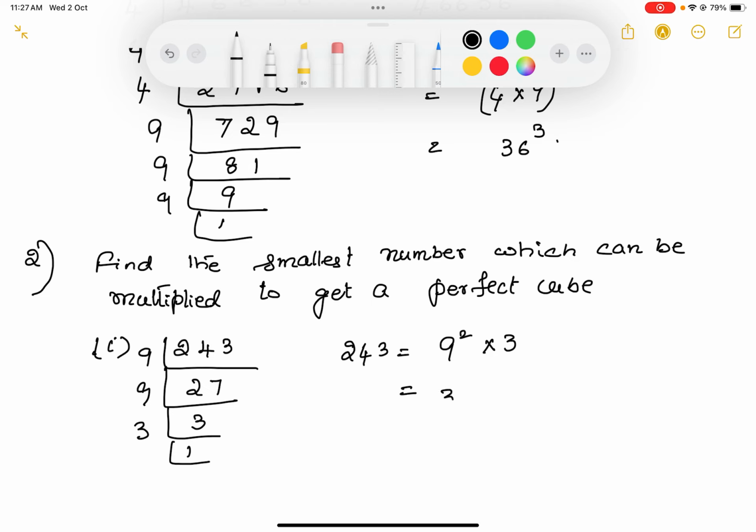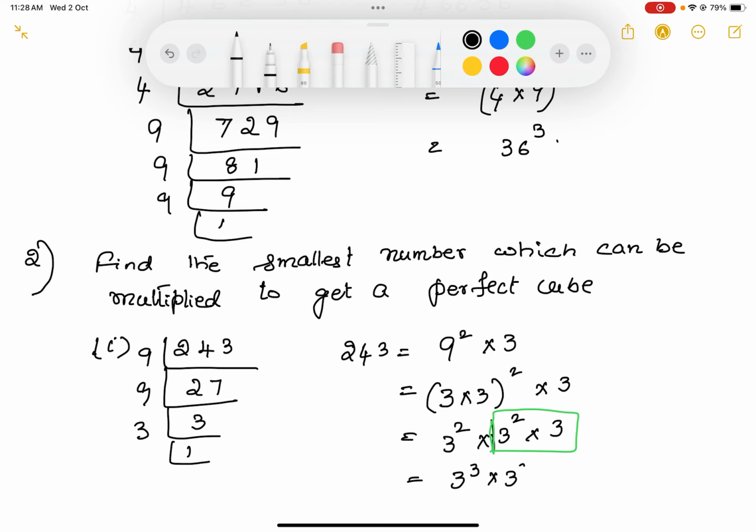What do you mean by 9 square? It means 3 into 3 the whole square into 3. Correct? So that is 3 square into 3 square into 3. So can I rewrite this as 3 square into 3 as one set, because I always want to get cubes of the number. So this is one set and the other set is this one. So what can you say now? 3 square into 3 is 3 cube, and then 3 square.